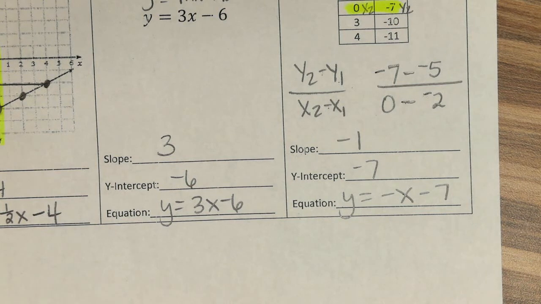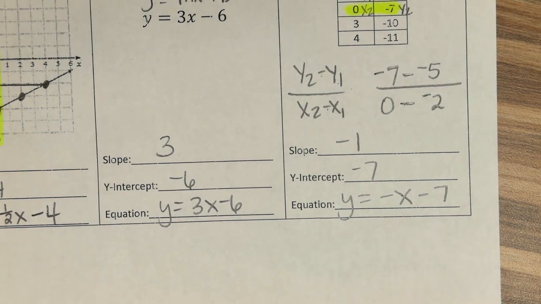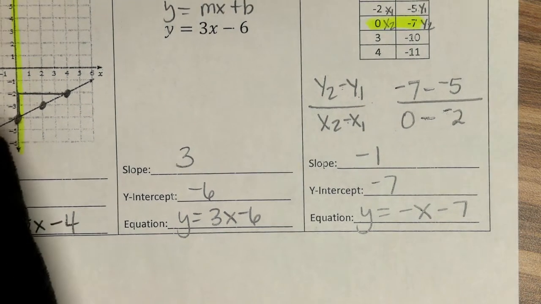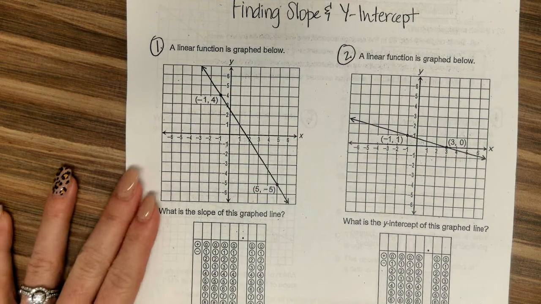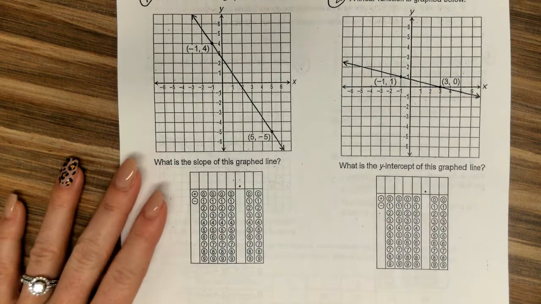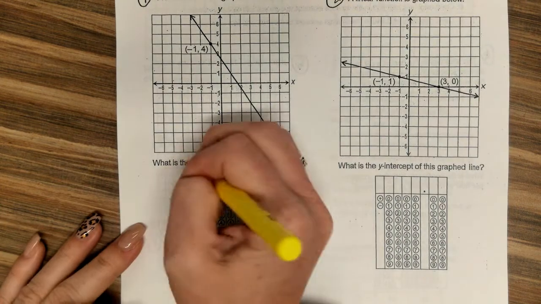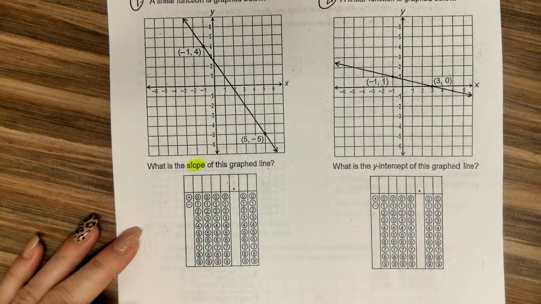All right, so I'm going to pass out your assignment. We're going to go through and look at a few things, and then you'll have 10 questions. If you look at each question, it's going to tell you what it wants. Everybody look at number 1. What does it want? The slope.